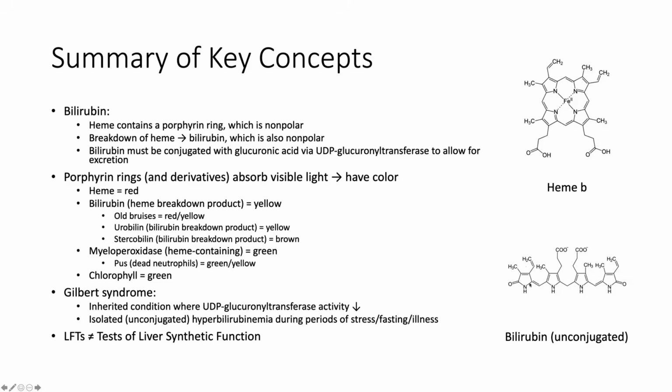Because they have this conjugated double bond structure, where you have double bond, single bond, double bond, single bond, that is why they have color. It's cool. As we talked about, a decrease in UDP glucuronosyltransferase activity leads to an isolated unconjugated, in other words, an indirect hyperbilirubinemia when you have periods of stress like this guy had. And as a final reminder, we're going to talk about LFTs, but it's basically a misnomer. They are not actual tests of liver function, and we'll talk about why.